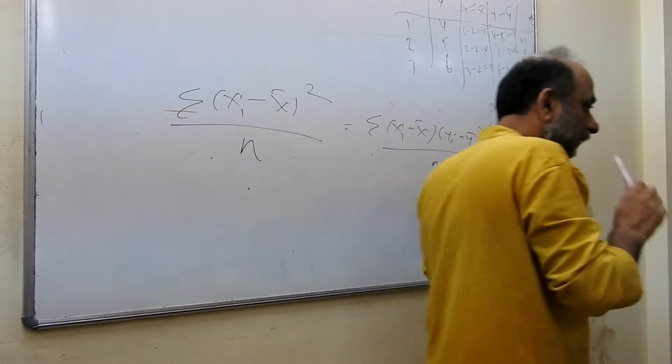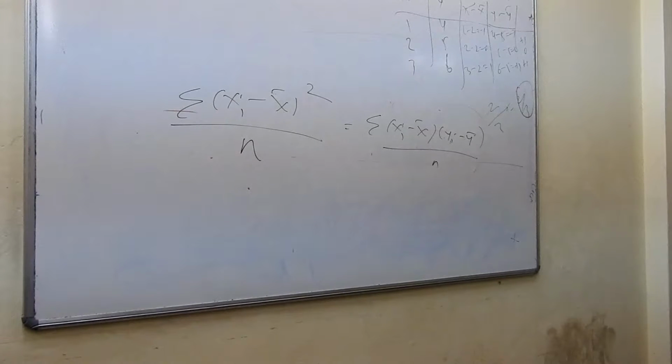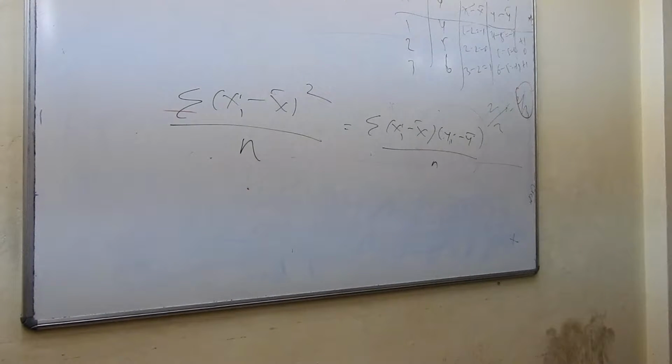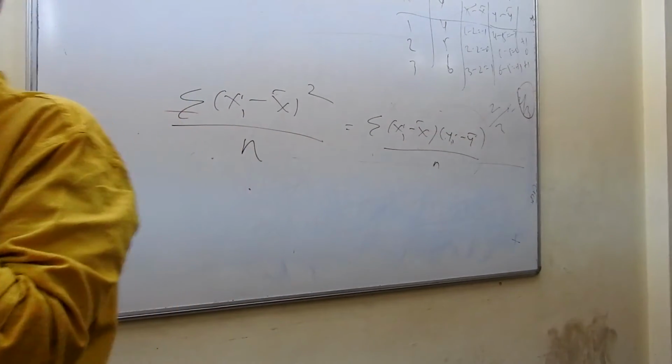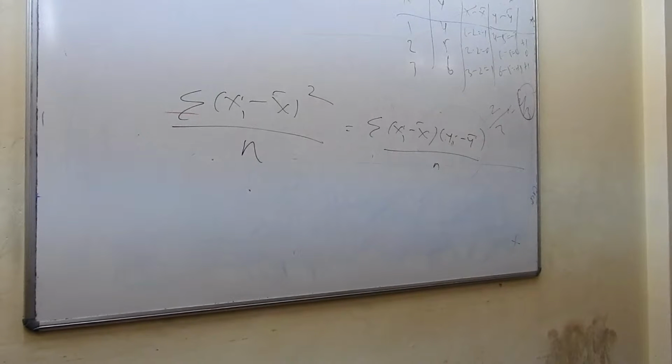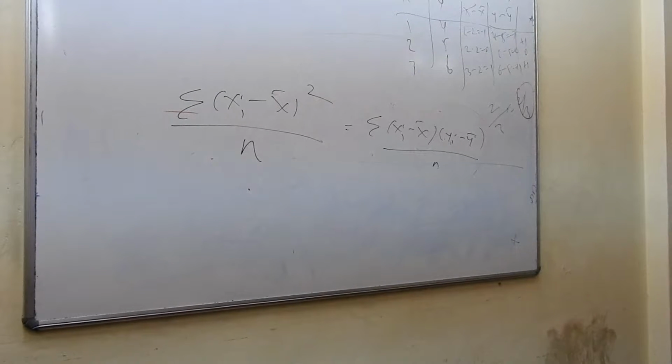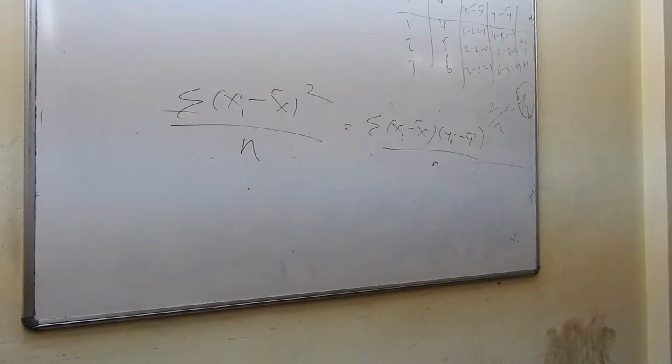It's an average of something, no? Like summation xi minus x bar square upon n was the average distance of an observation from the mean. Right? So what do you think 2 by 3 is? Average distance of mean of x from mean of y. Is right. But can you put it a little bit more carefully?